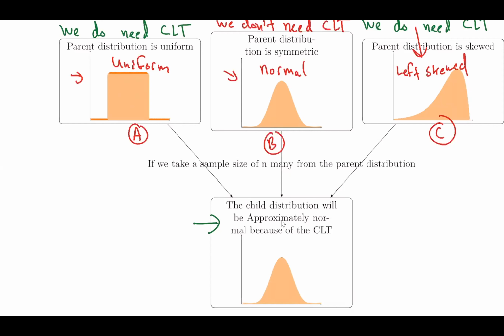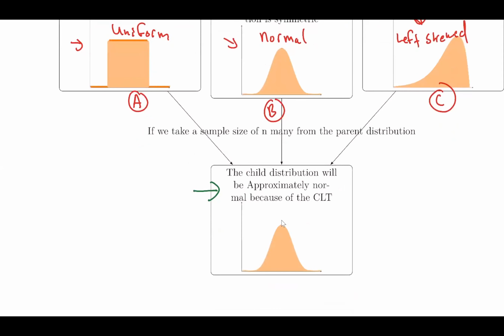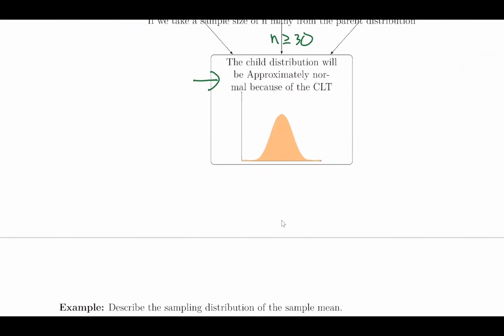So that's what the central limit theorem is saying. It doesn't matter how your parent distribution looks. If you take a big enough sample size, the child distribution will look approximately normal, which this is showing. So remember, in order for us to say a child distribution is approximately normal, n has to be greater than or equal to 30. All right. Everybody good with this? Or somewhat okay with it? We'll do some examples and hopefully the examples should help out. All right, let's do these examples.